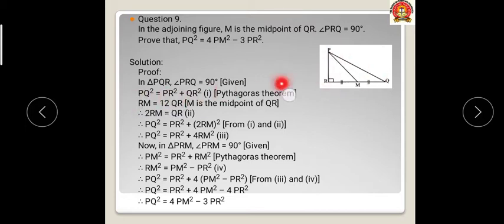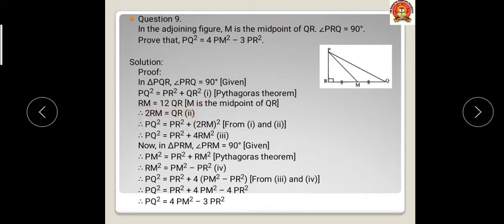Now see here, in triangle PQR, firstly I am taking this big triangle. PQ square is equal to PR square plus RQ square, and this is by the Pythagoras theorem. Another thing given here is RM is equal to MQ, because M is a midpoint. So you can write RQ is equal to 2 times RM also. Okay, now give the numbering.